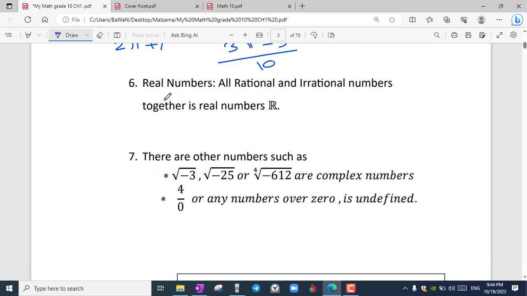And these are not the only types of numbers. There's another set of numbers that it's only for your information. Is called complex numbers. Complex numbers are the numbers that are not real, that does not have a real value, that we cannot put them on number line.